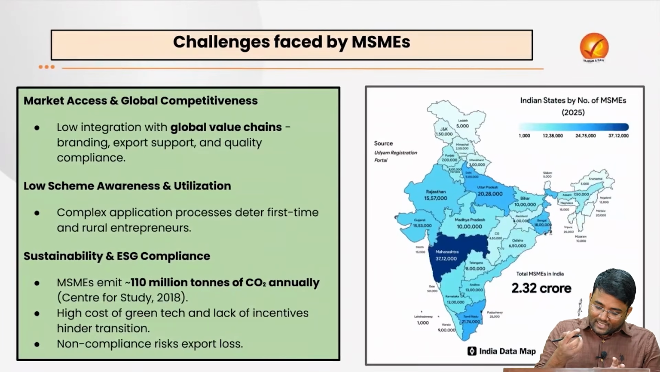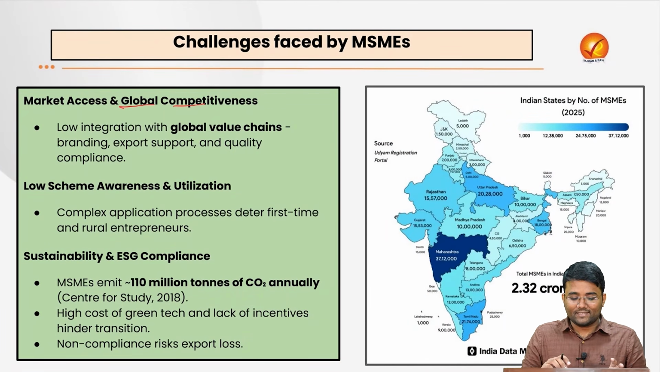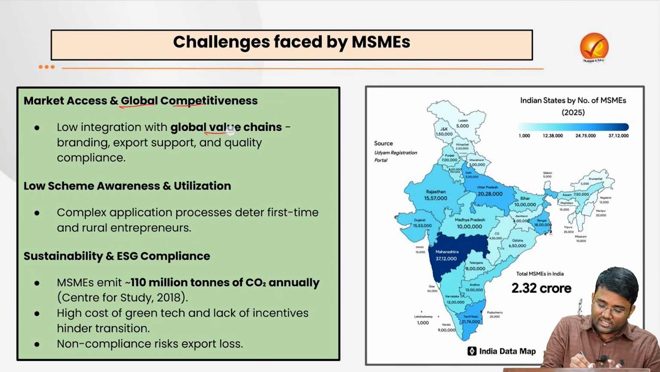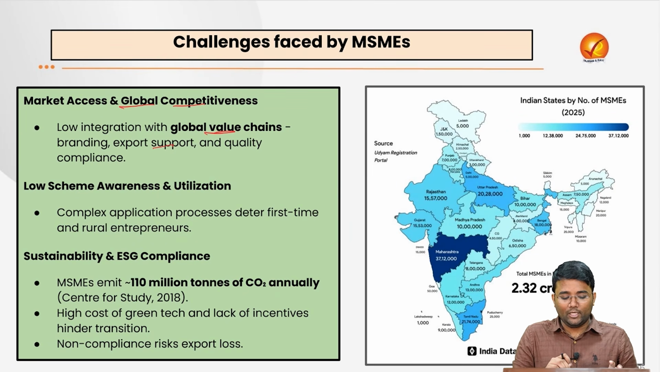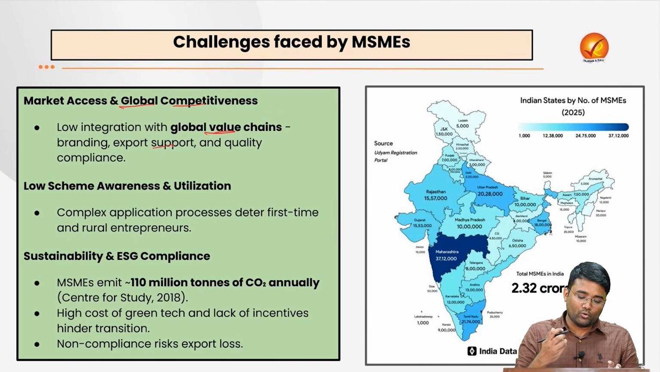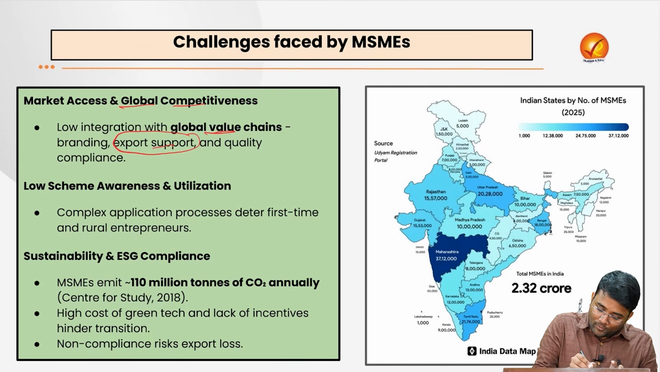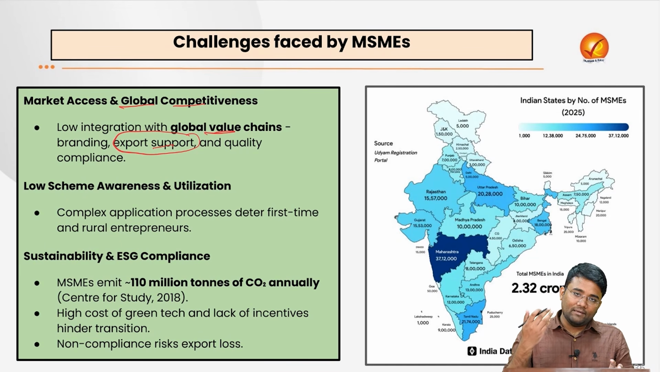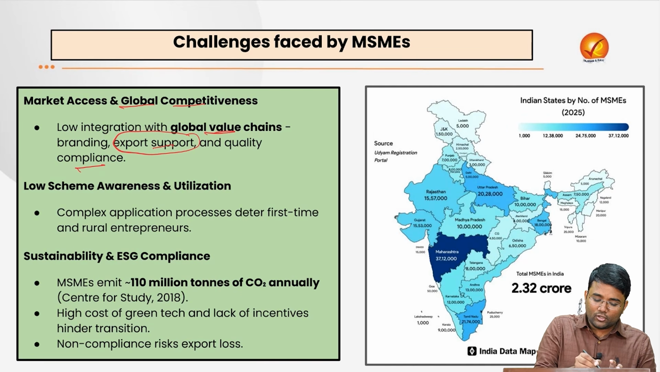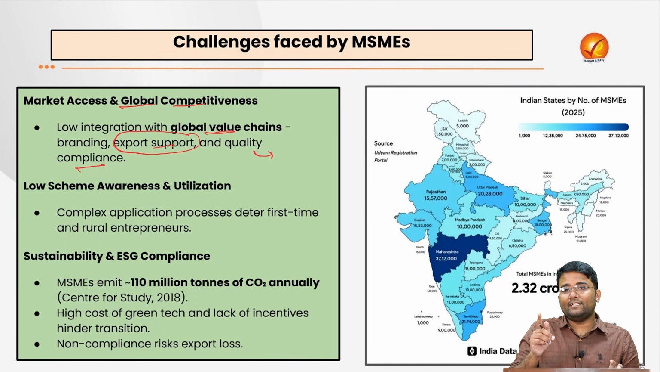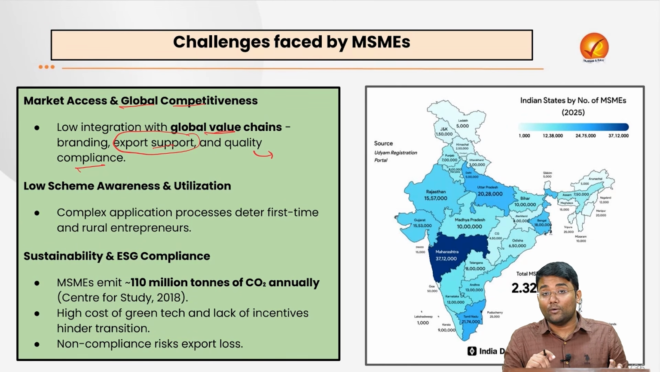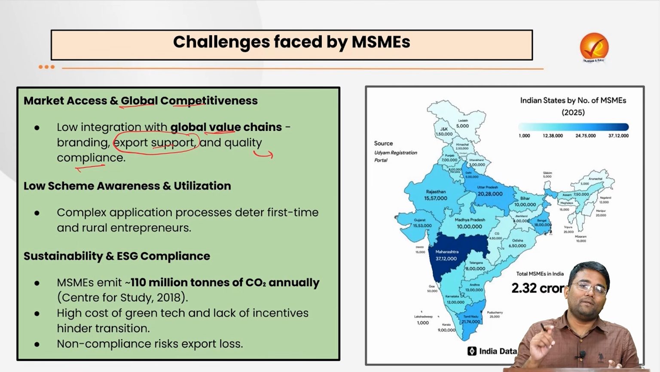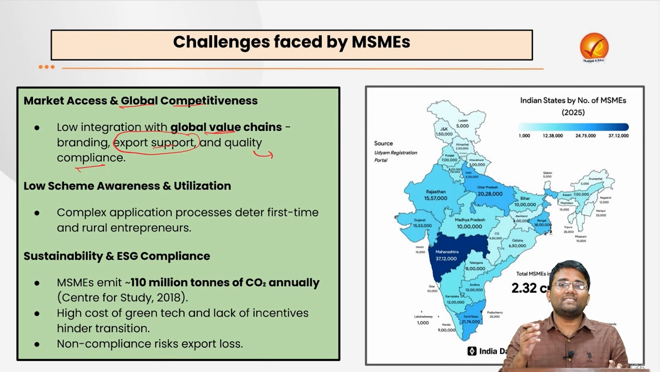But there are certain other challenges. For example, market access and global competitiveness, low integration with global value chains, lack of proper knowledge about branding and marketing of products, lack of proper knowledge about the export supports being provided to MSME units, and quality compliance, like lack of adherence to the sanitary and phytosanitary norms that they need to follow. For example, MDH and Everest Masala of India were sent back by Hong Kong, Singapore and the EU.